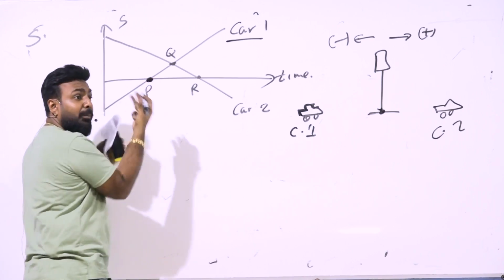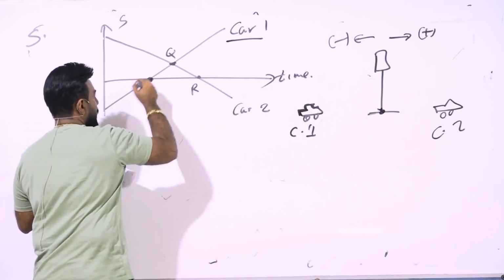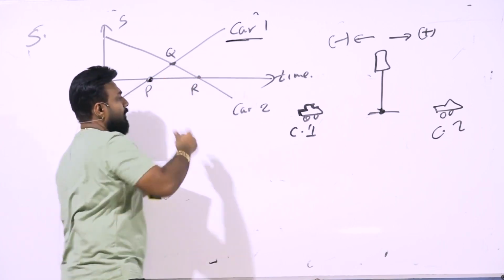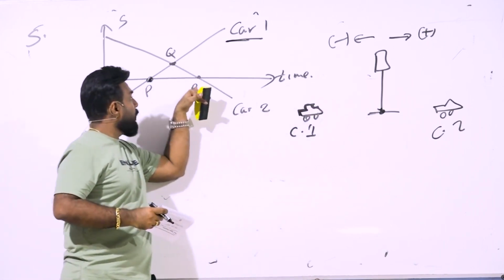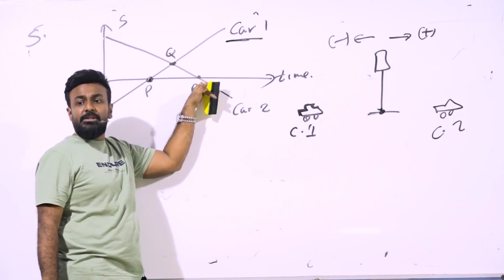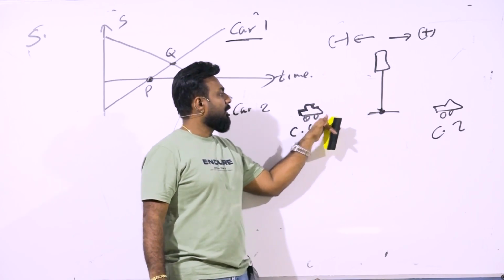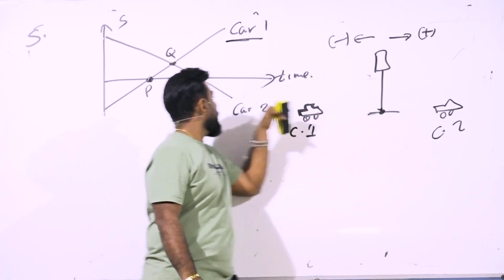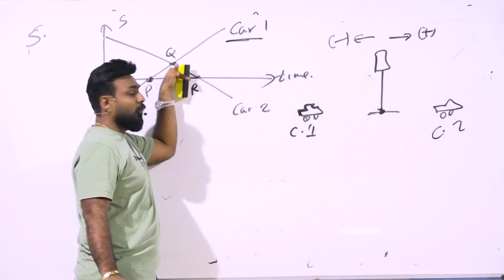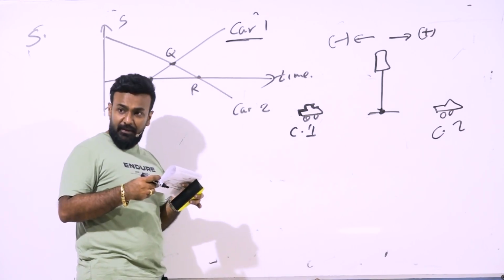P is a time period. Here is the time axis. P is the time where car 1 comes to this post. R is the time where car 2 makes displacement 0. When time is P, this car comes to this position. When time is R, this car comes to this position. When time is Q, what is happening? They are going to meet. Right?